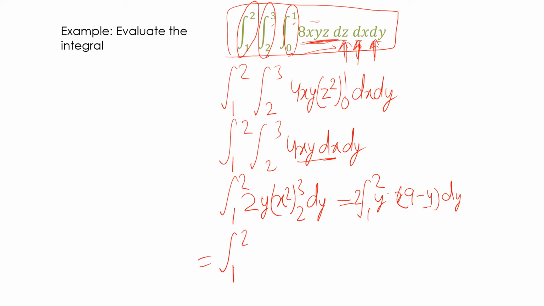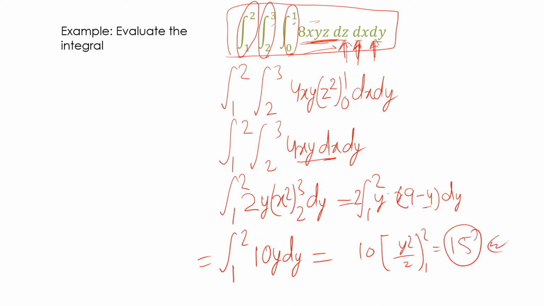So we get 1 to 2, and 9 minus 4, that is 5, 10y dy, and on integration of 10y we get 10 y square by 2, 1 to 2. So we get 4 by 2 minus 1 by 2, that is 3 by 2, so we get 15. So the value of that integral is 15. So here you have to notice the order of integration is according to the limits of integration.